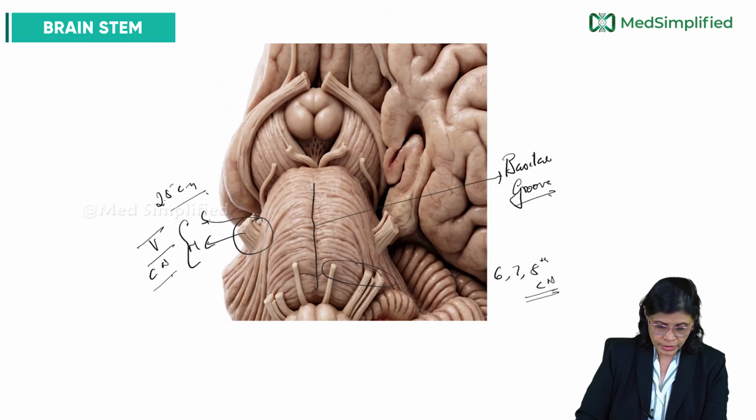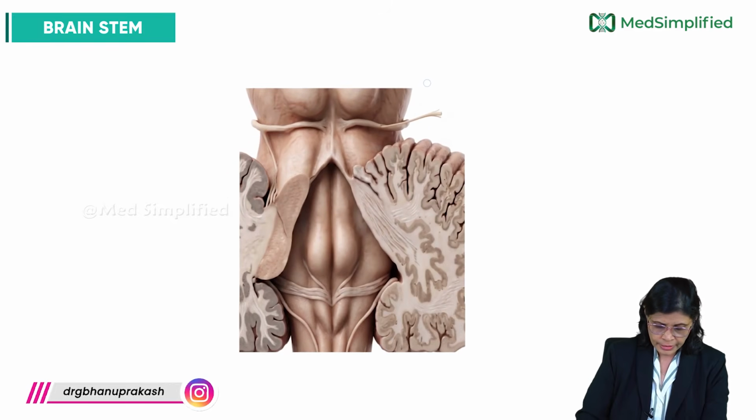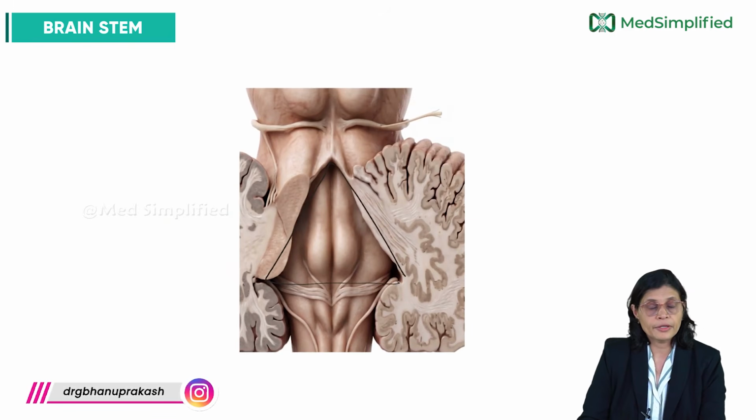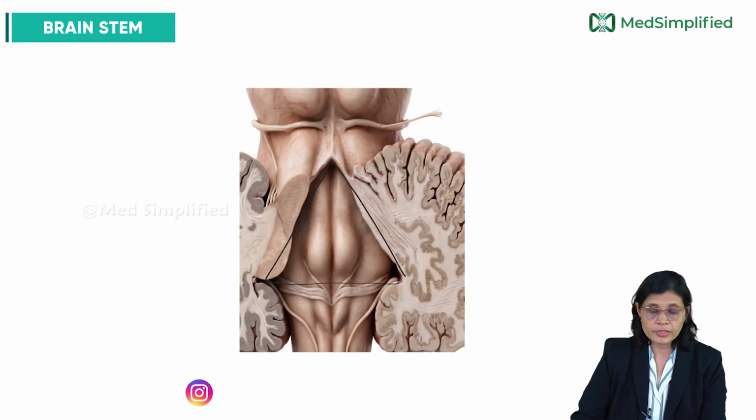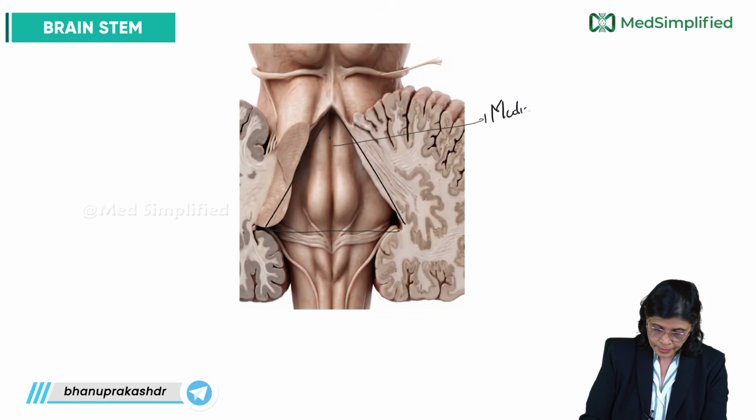Right. So in the dorsal part of the pons, this dorsal part basically forms the upper part of the floor of the fourth ventricle, whereas the lower part is formed by the medulla. Here we can see this median sulcus in the center. So, this will be the median sulcus. This is the median eminence, and on either side of it there will be a median eminence.